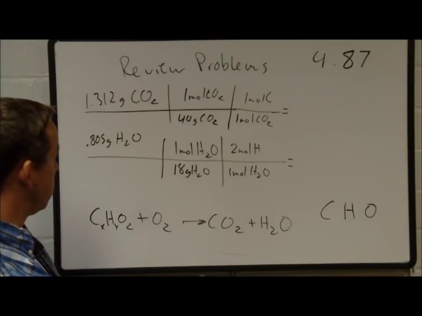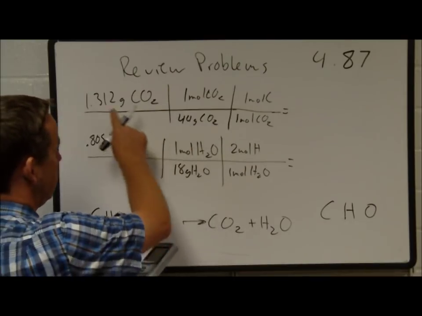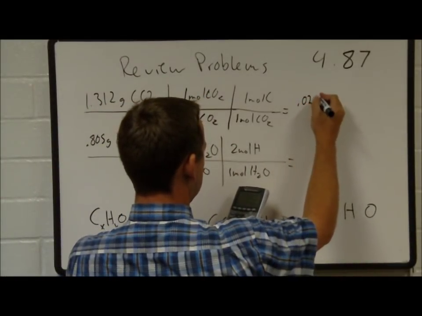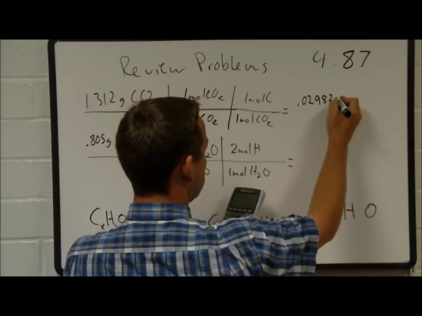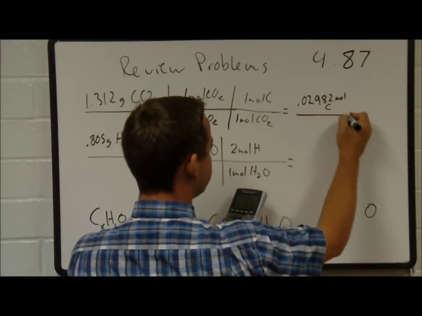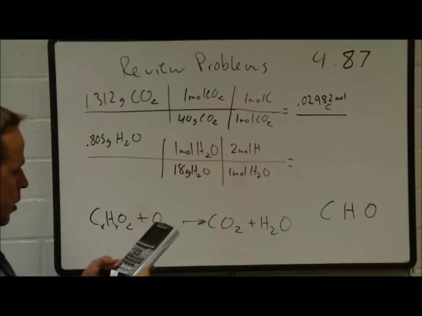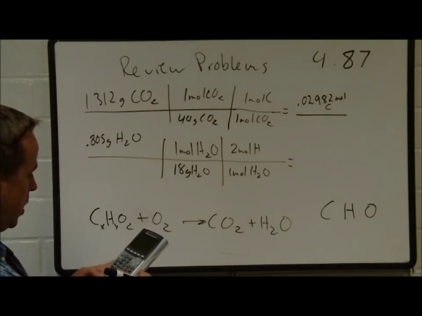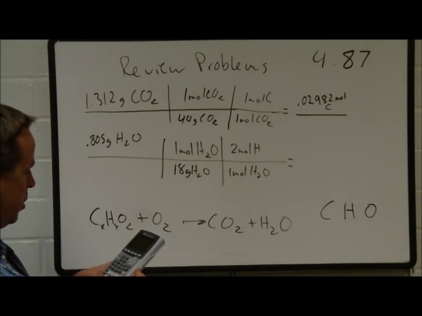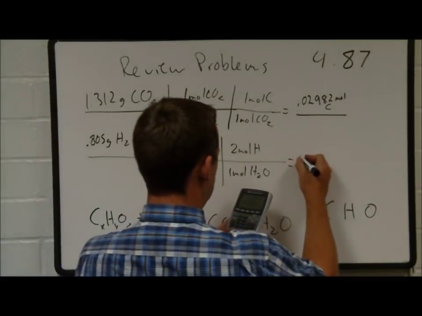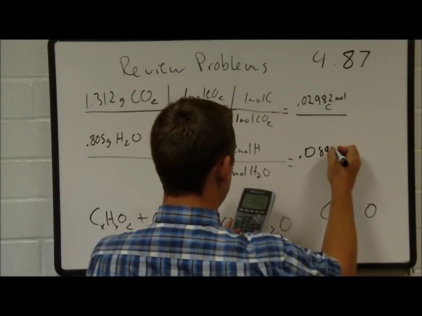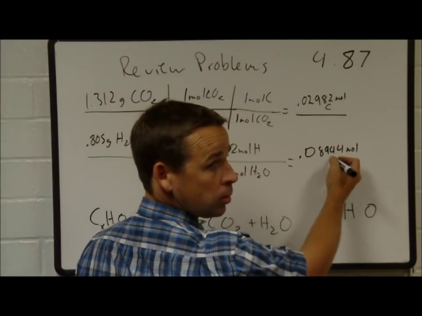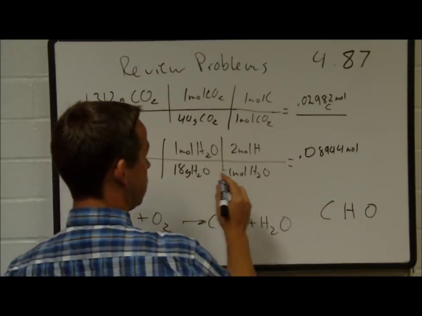1.312 divided by 44, on this top one here, times 1 divided by 1, so there's 0.02982 moles of carbon, right? And here, 0.805 divided by 18 times 2, 0.08944 moles of what? Moles of hydrogen, right?